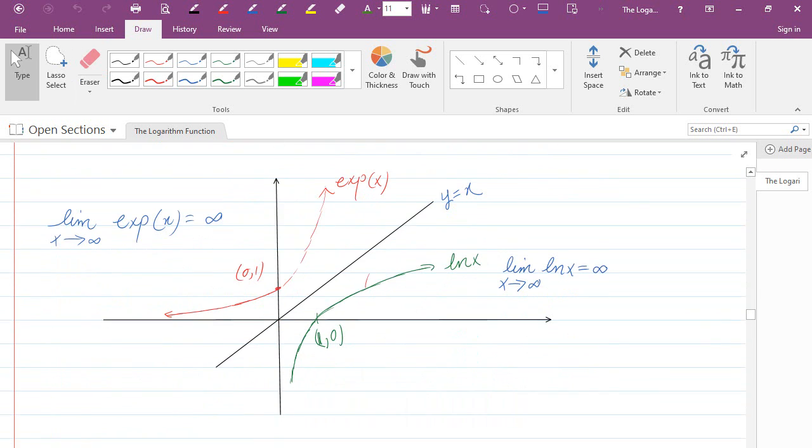Another fact is that the limit of ln of x as x goes to infinity is infinity, and as a result, the limit of exp of x as x goes to infinity will also be infinity.